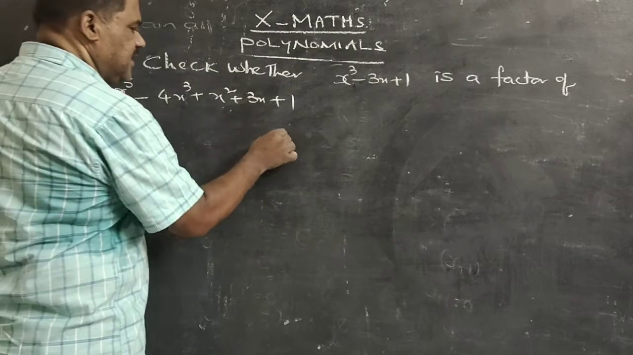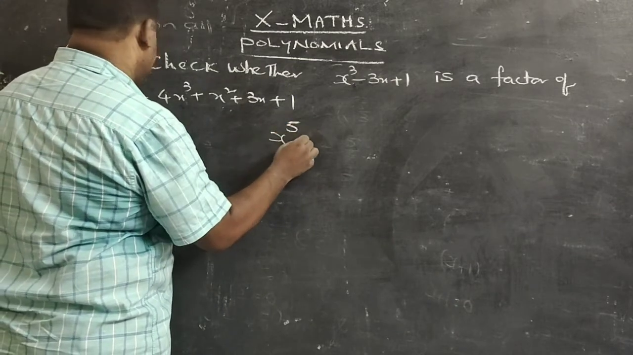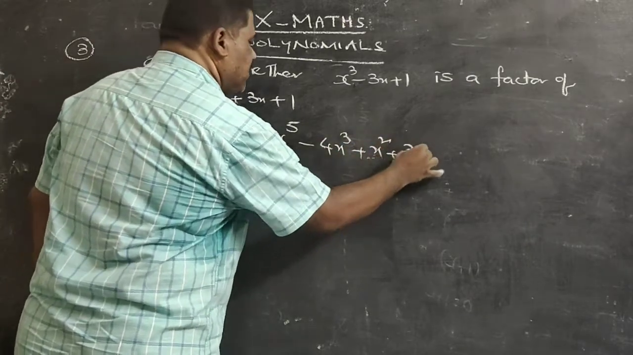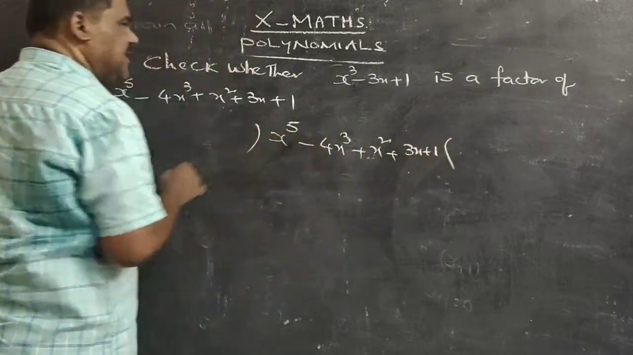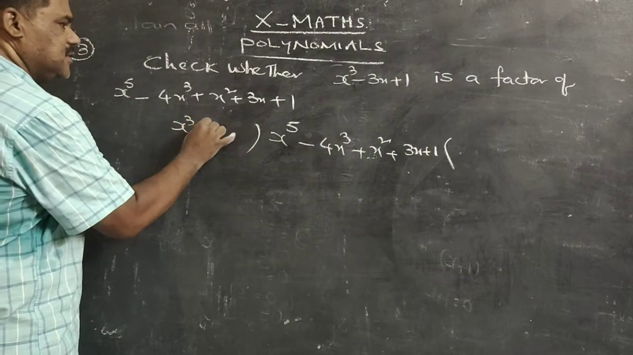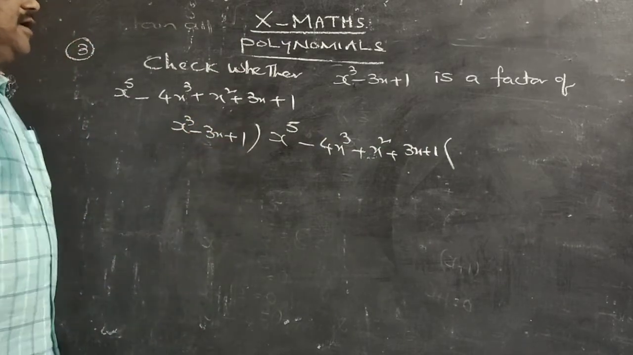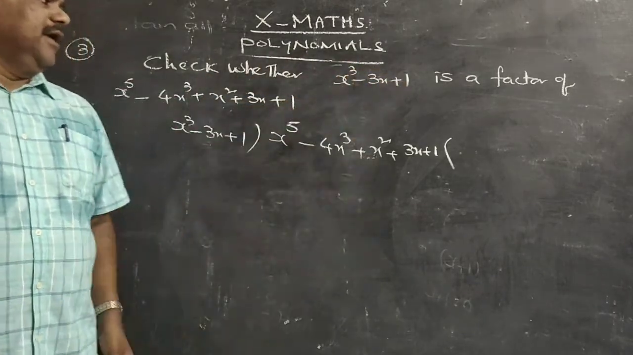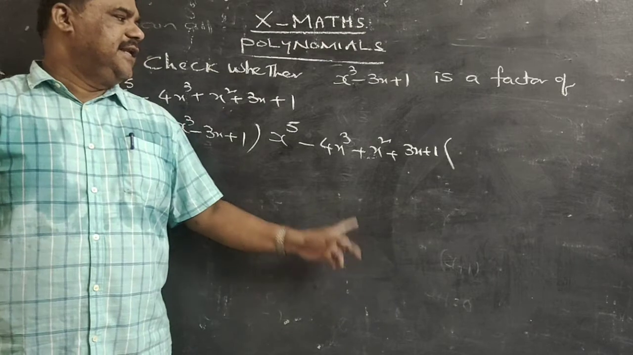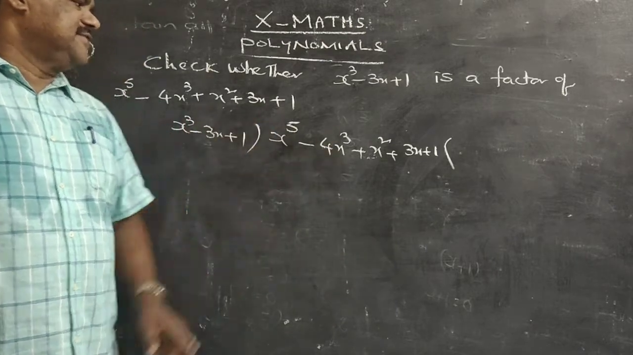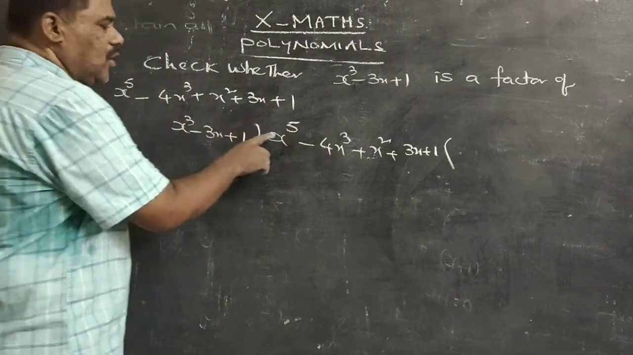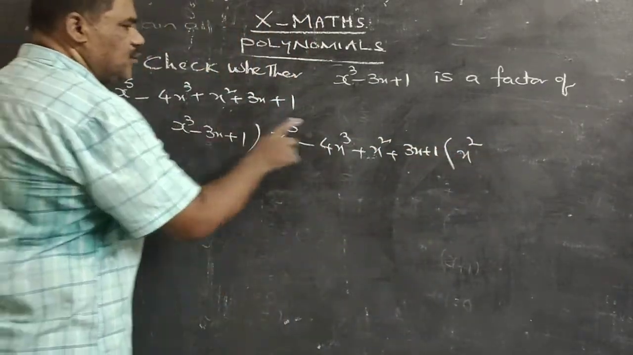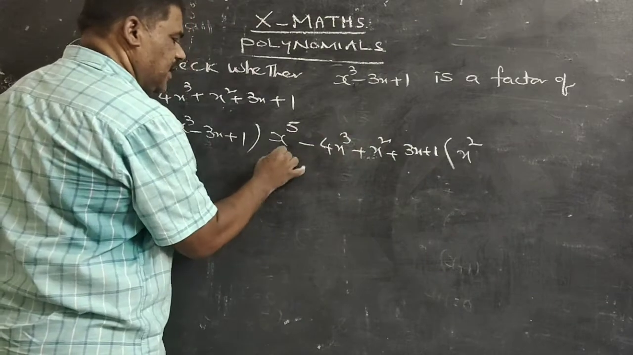So let us divide the second polynomial x to the power 5 minus 4x cube plus x square plus 3x plus 1. Let us divide this with the given polynomial x cube minus 3x plus 1. We have to divide the second polynomial by first polynomial. If you get zero remainder, then it indicates that first one is the factor of second one. Now x cube into how much is equal to x to the power 5? x cube into x square. x cube into x square is x to the power 5.